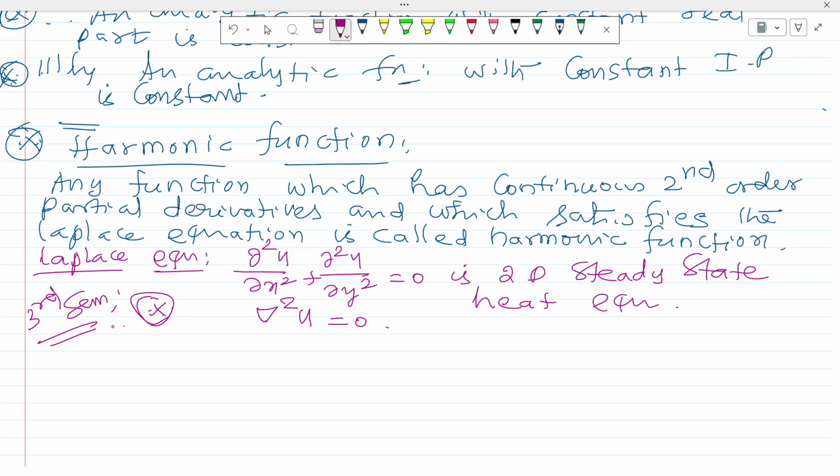That is transforms and boundary value problems. Okay, fine. So the two-dimensional steady state heat equation is known as the Laplace equation. So any analytic function which is satisfying this equation dou square u by dou x square plus dou square u by dou y square equal to 0, then that function is known as the harmonic function. Okay, fine.